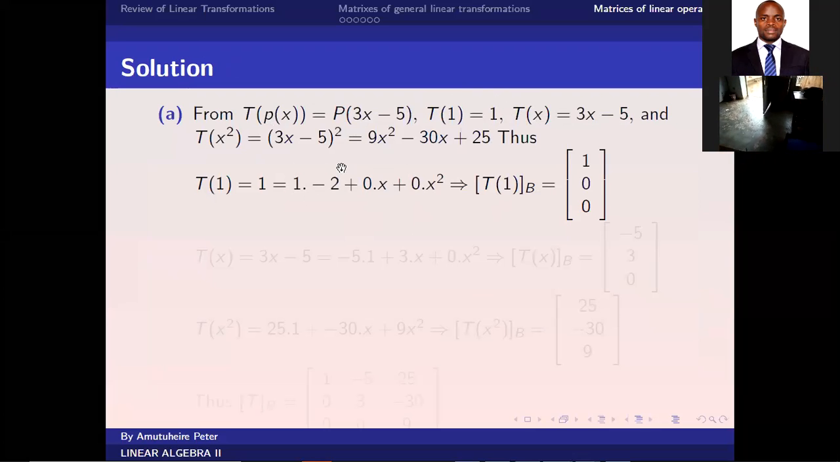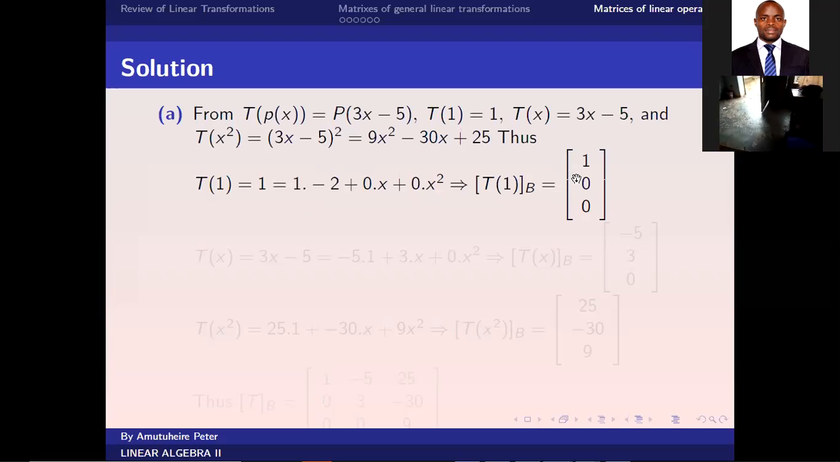I said where we have -2, it is supposed to be 1. This is an error. Where we have -2, it is supposed to be 1. So we write this as a linear combination. We can write 1 as 1 times 1, then 0 times x, then 0 times x squared. So that one gives us this.